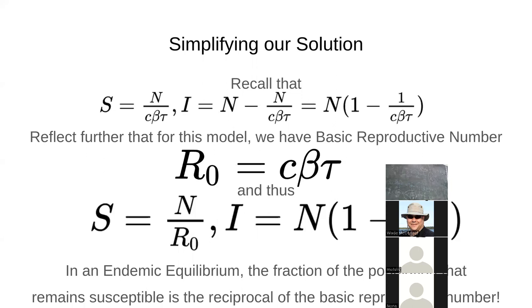And so at endemic equilibrium, R star equals 1. And that will mean the fraction of the population that is susceptible is 1 over the basic reproductive number. So if we have a basic reproductive number of 10, what fraction of the population will remain susceptible in endemic equilibrium?